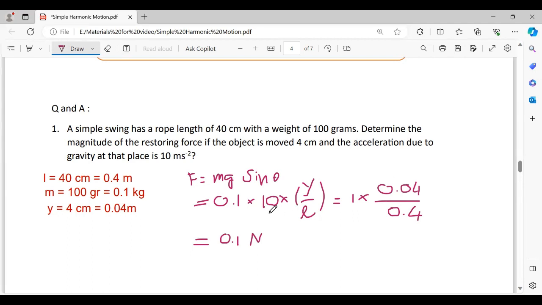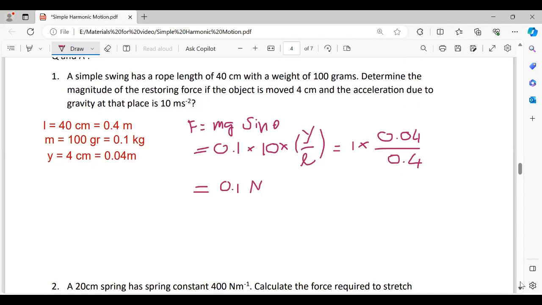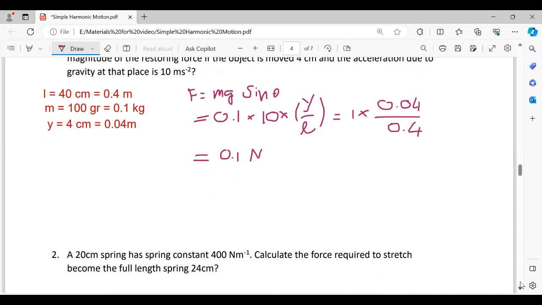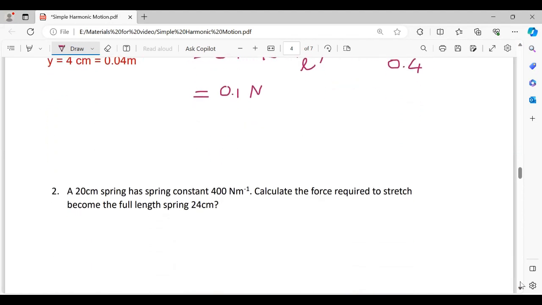So actually, we can give negative, but negative is just for the direction. So the restoring force is 0.1 newtons, and the direction, of course, is the opposite, or negative. Okay.